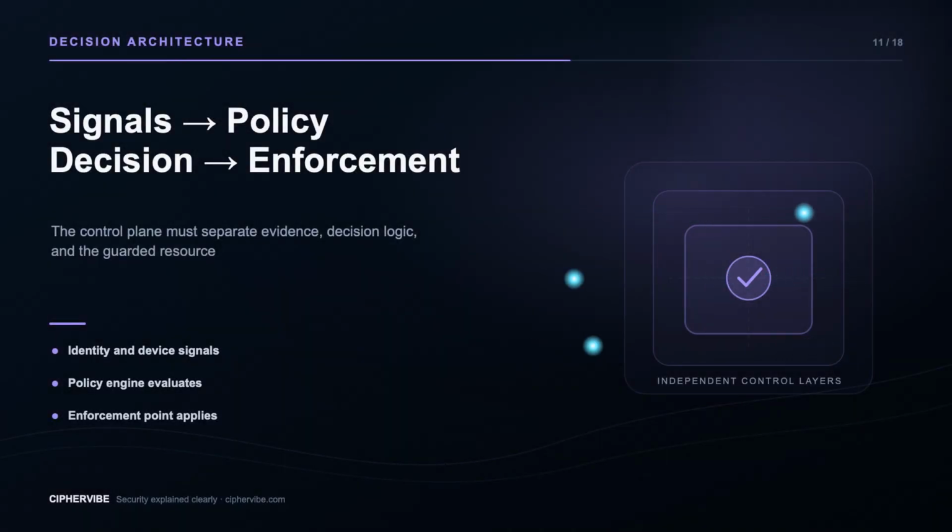Signal providers report identity, device, resource, and risk facts. A policy decision function evaluates those facts against versioned rules. An enforcement point close to the resource allows, limits, challenges, or denies the request. Logs capture the evidence and outcome without exposing secrets.